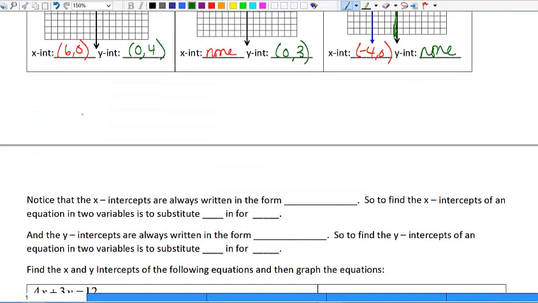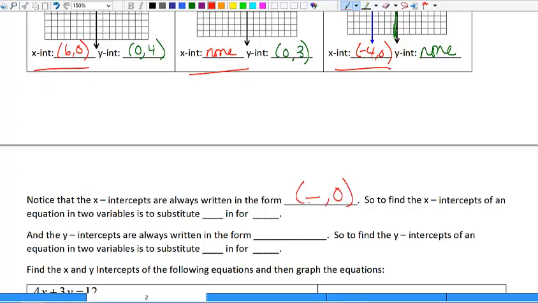Notice that the x-intercepts are always written in the form some number, comma 0. This is kind of like a blank. So to find the x-intercepts of any equation in two variables, all you need to do is substitute 0 in for the y. A lot of students get that confused. When they're thinking x-intercept, they want to plug 0 in for x, but it's not so. We need the x value, so 0 in for y, the opposite.